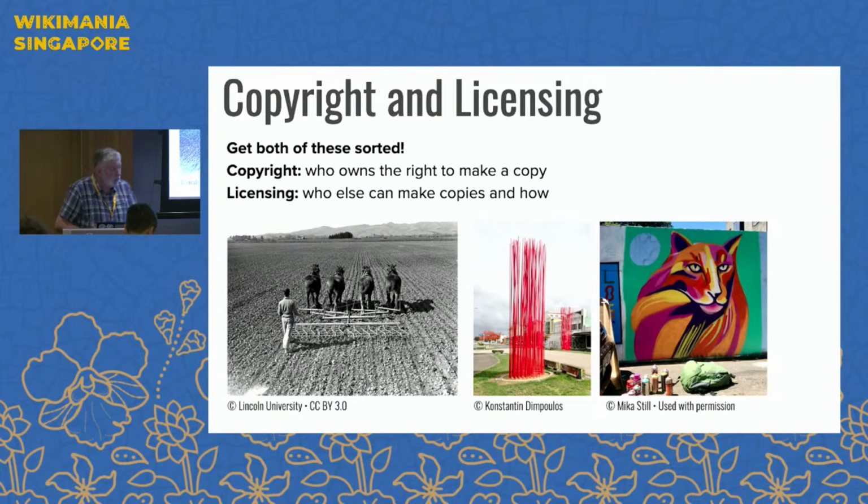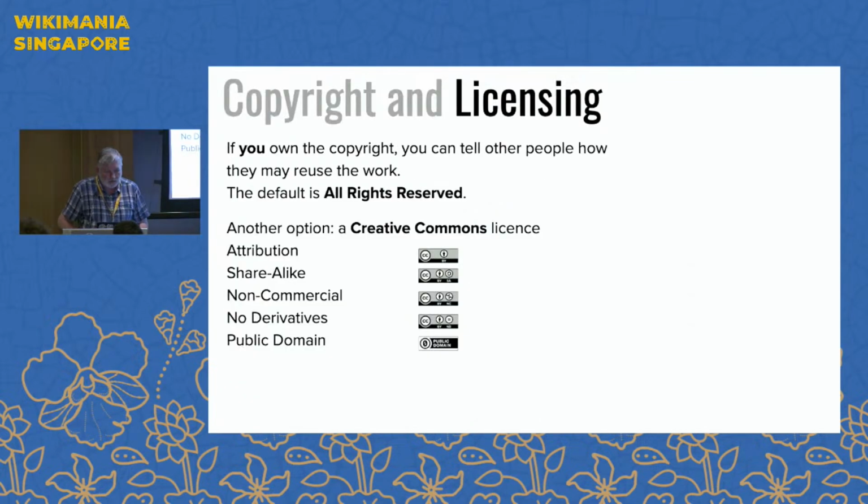So the copyright, and you'll sometimes see statements like this down the bottom, copyright Lincoln University, CC by 3. What does this mean? Why do some of them say use with permission? Why doesn't this say use with permission? Why doesn't this say anything? It's very important to get this right if you're going to be reusing the photo in some context.